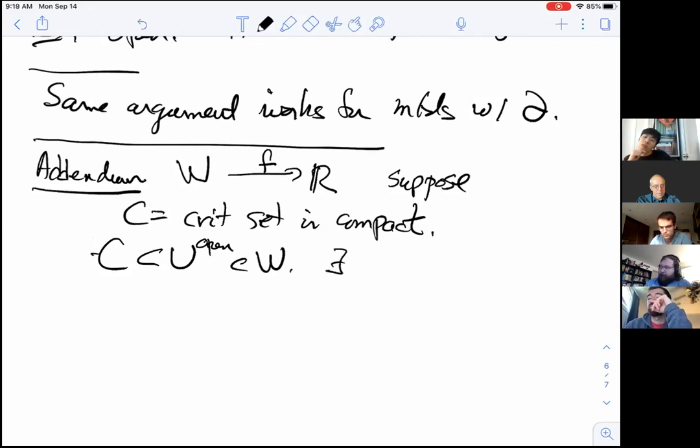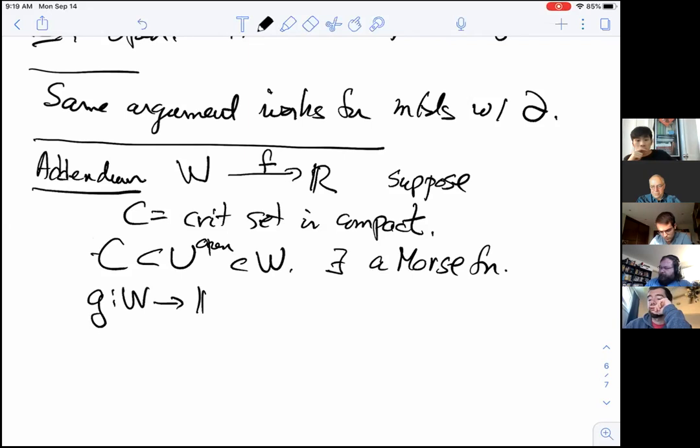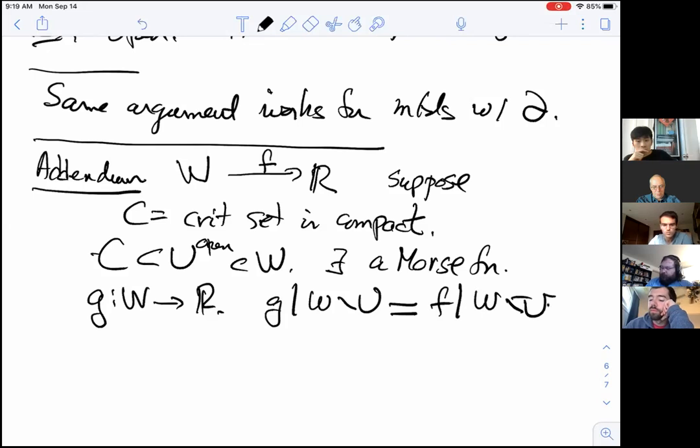Then there exists a Morse function G from W into R, with G restricted to the complement of U equal to F restricted to the complement of U. So you only have to change the function to make it a Morse function in an arbitrarily small neighborhood of the critical set. In fact, you can do this without the compactness of the critical set, but I won't talk about that. So you do this perturbation locally around the critical set.